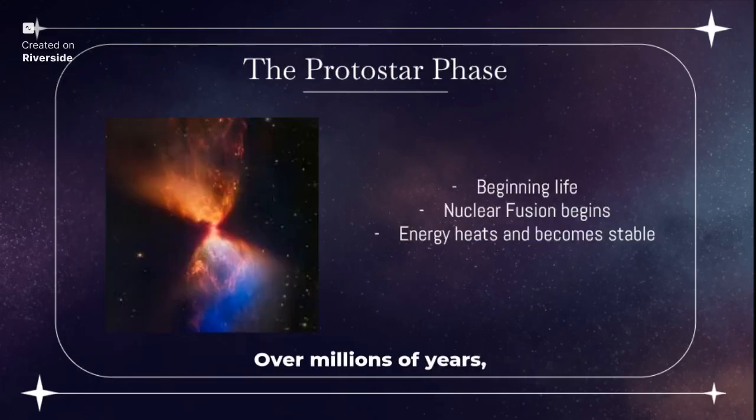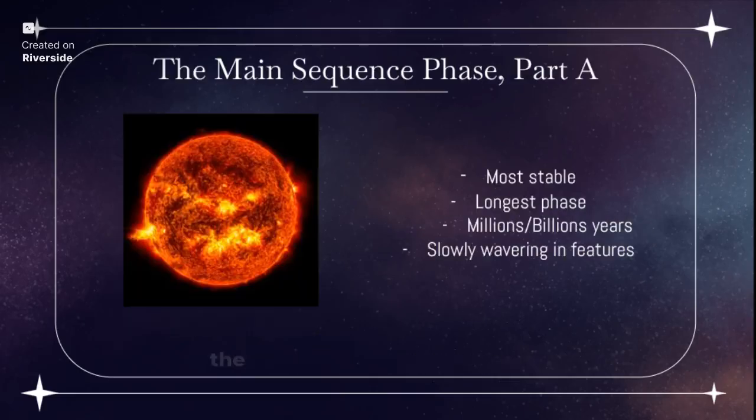Over millions of years, the intense pressure and heat in the core squeeze hydrogen atoms together, forming helium. This process is called nuclear fusion. This fusion releases energy, heating the star further and preventing it from collapsing. We're now in the main sequence phase, the most stable phase.